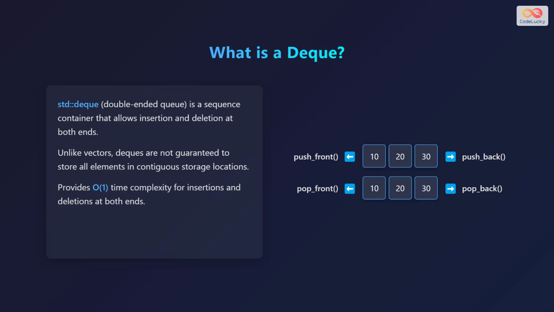The term Deque, short for double-ended queue, is a sequence container that, unlike vectors, allows you to insert and delete elements from both ends efficiently. Unlike vectors, Deques do not guarantee that all their elements will be stored in a single continuous block of memory. What sets standard Deque apart is that it provides constant time complexity, denoted as O(1), for insertions and deletions at both its front and back ends. This makes it highly suitable for scenarios where you need rapid access and modification from both directions.